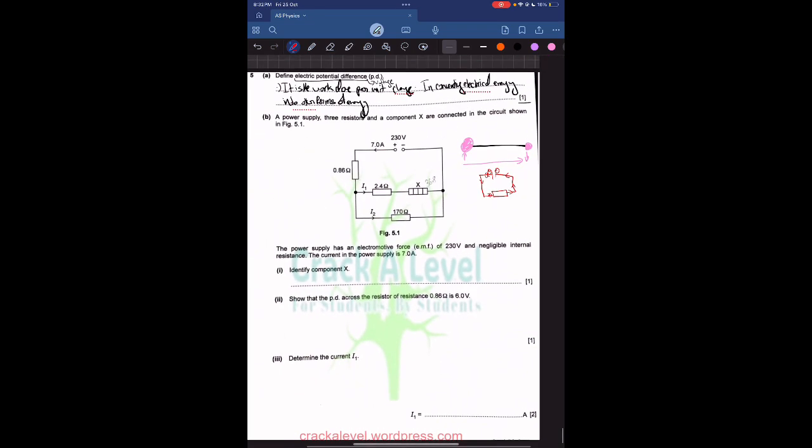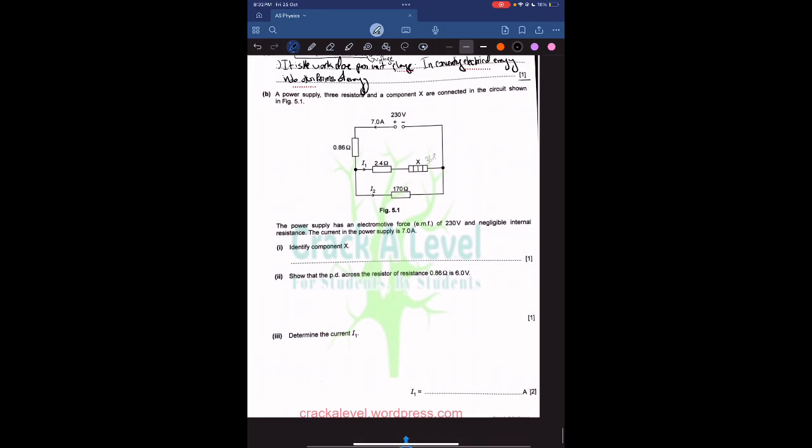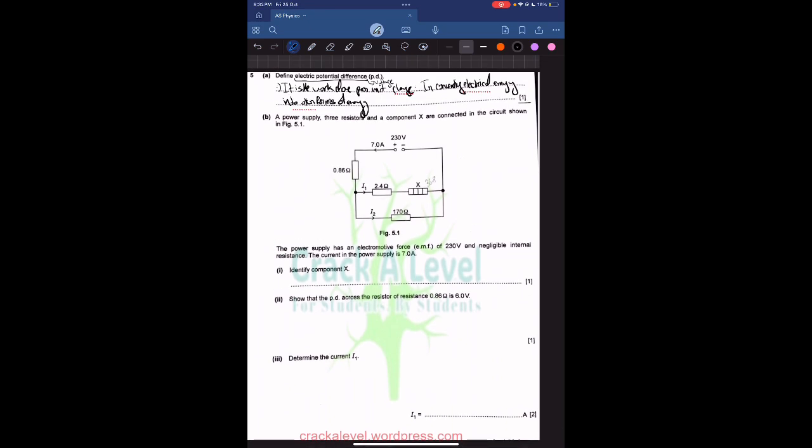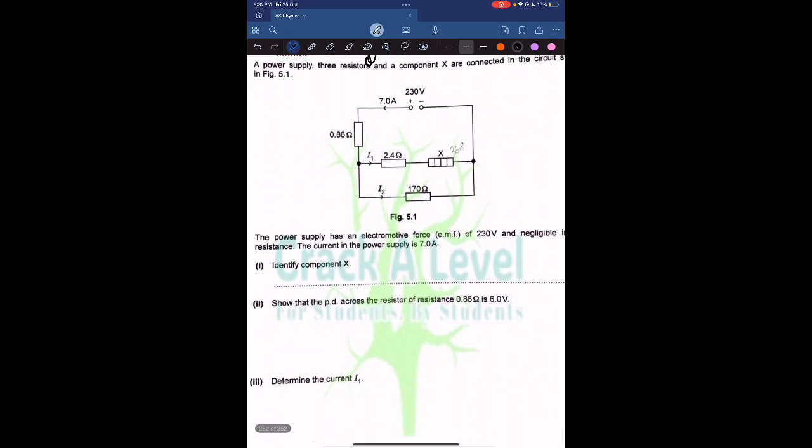Okay, we'll actually move on to the question. It says that a power supply, 3 resistors and a variable component X are connected in the circuit. Okay, let's look at the circuit.